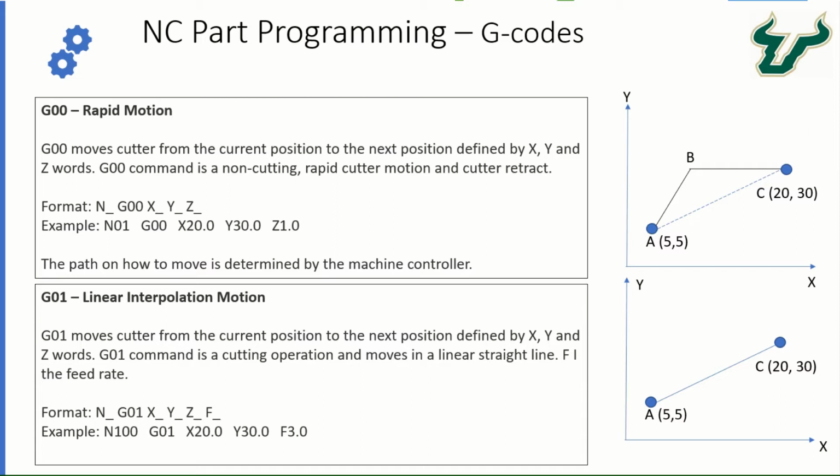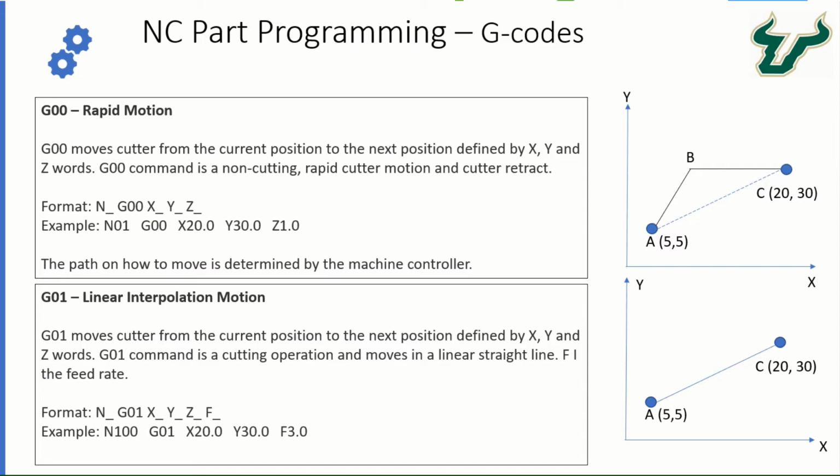Let's take a look at the G01, which is the linear interpolation motion. And this is a cutting operation. So in this case, it moves the cutter from its current location to the next by defining the X, Y, and Z words. G01 is, like I said, a cutting operation, and it always moves in a linear straight line. F is basically the feed rate.